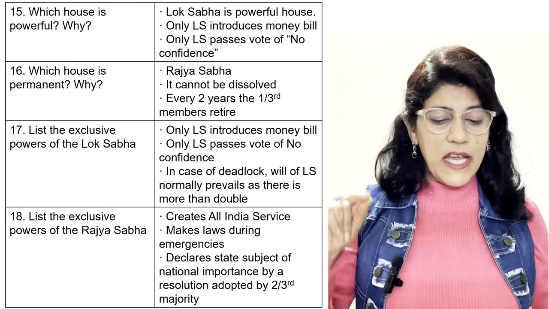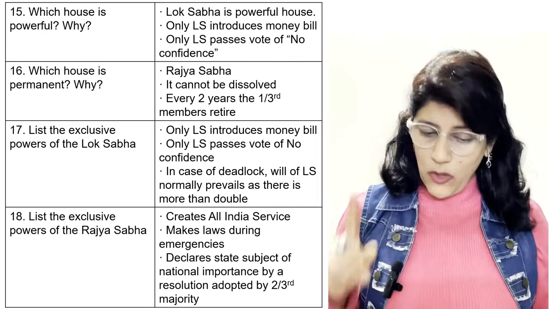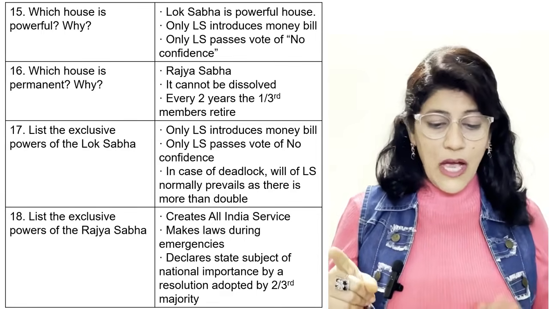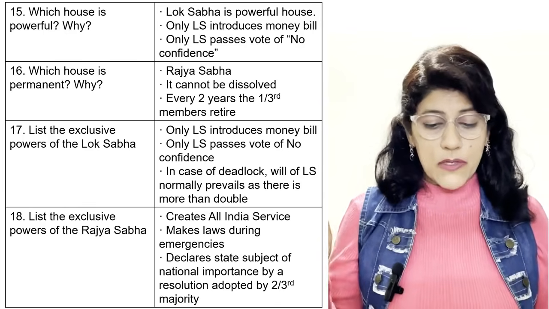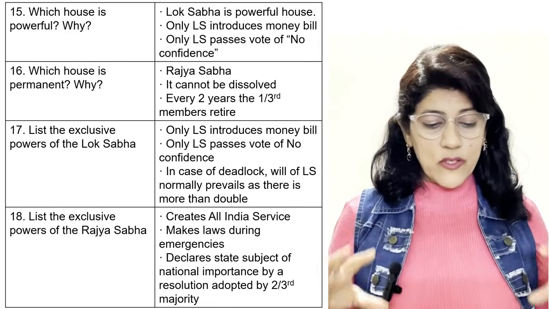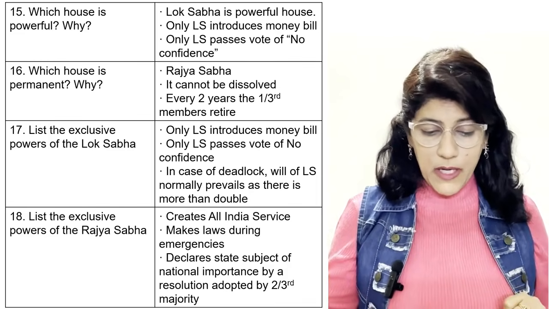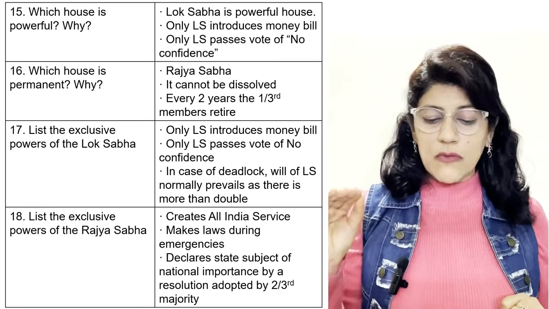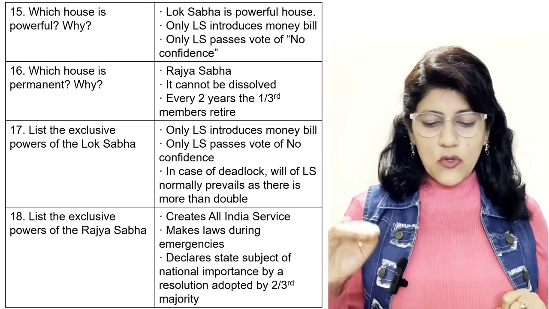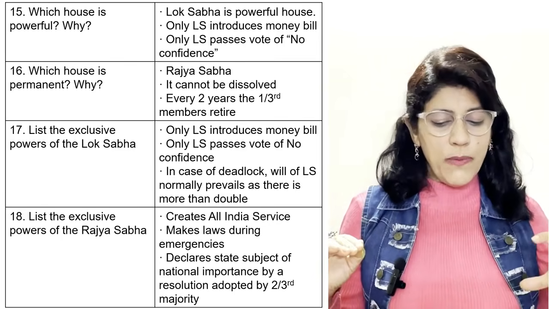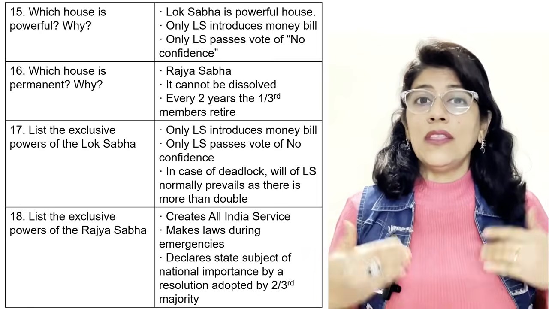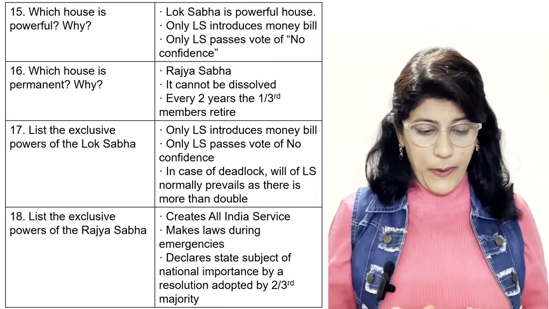Which house is permanent and why? Rajya Sabha. It cannot be dissolved. After every 2 years, the 1/3 members retire. List the exclusive powers of Lok Sabha. Only Lok Sabha introduces money bill. Only Lok Sabha passes vote of no confidence. In case of deadlock, will of Lok Sabha normally prevail as their strength is more than double of Rajya Sabha.